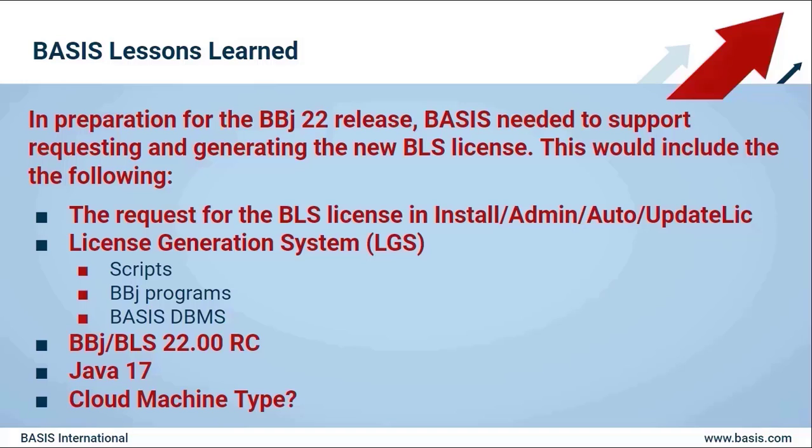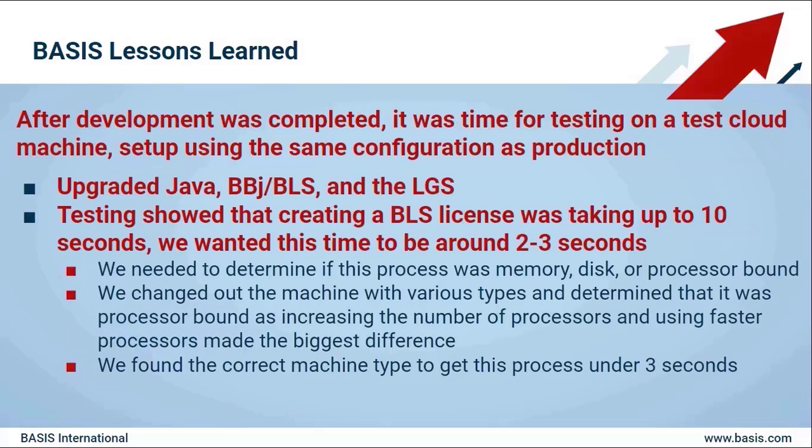We also want to upgrade to Java 17. That's the latest and greatest Java that we now support in BBJ 22. Previously, we supported Java 11. Now you can run Java 11 or Java 17, but again, we want to try out the latest and newest technology, so we're going to upgrade to Java 17. And that kind of left us with a question, what cloud machine type should we use? So after the development was completed, we started testing on a cloud machine, and we set up the same configuration as production. Again, we probably just took an image of it and started up another instance as our test box.